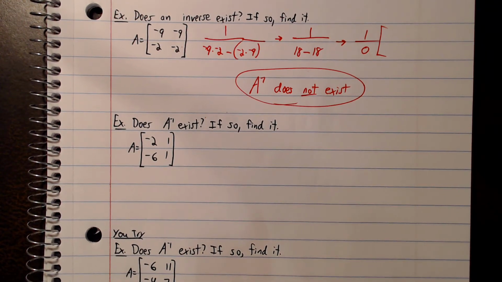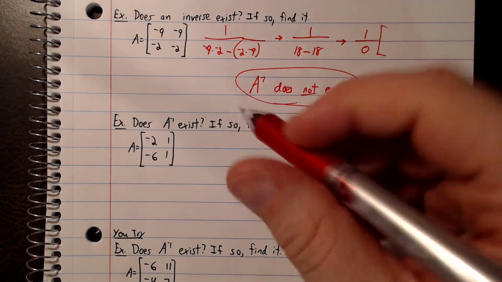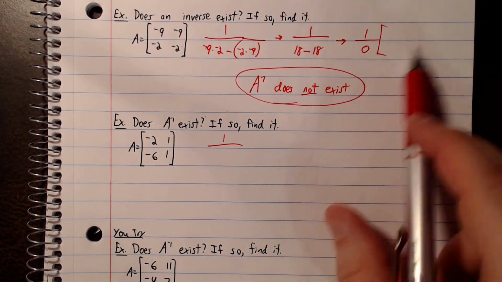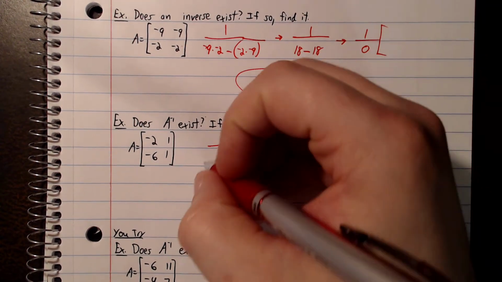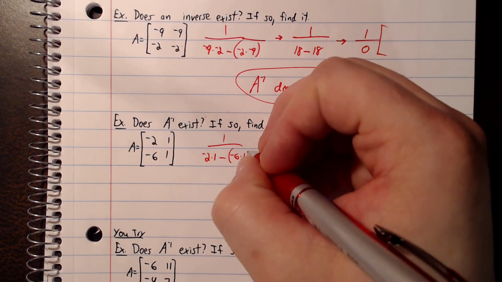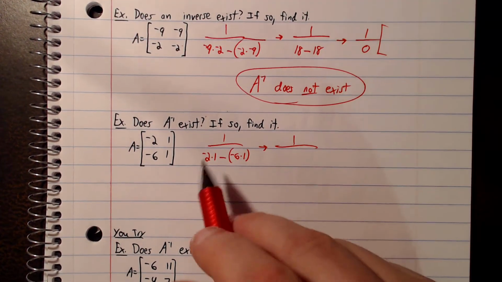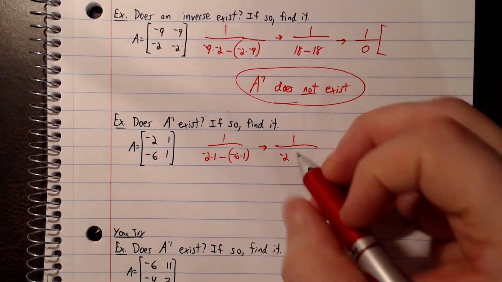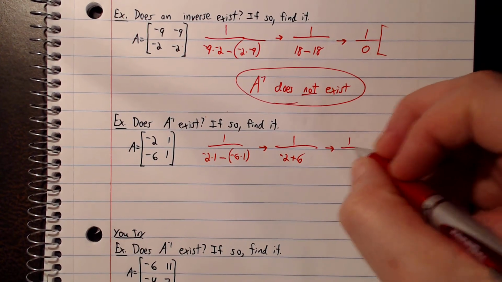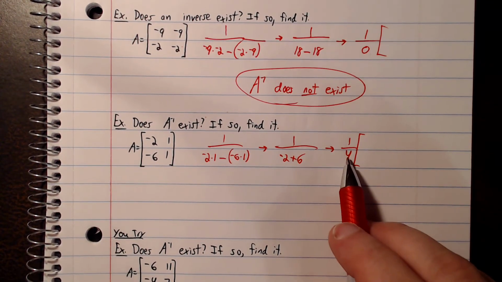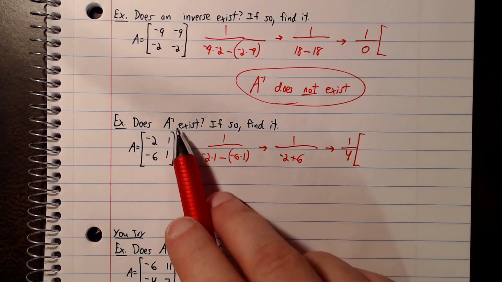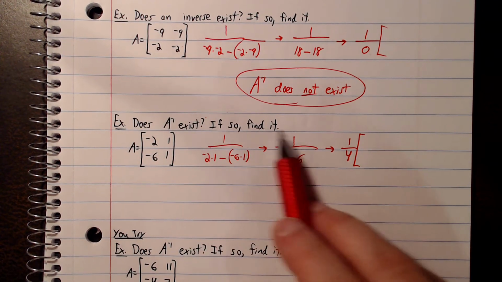Okay, let's check out another problem. Let's find the scalar first, just like before. Because if we end up with a 0, we don't have to do the switcheroo, right? Let's check it out though. -2 times 1 minus -6 times 1. Let's see, that's -2. That becomes +6. So this time we end up with a non-zero. So now we can actually find the inverse. So does A inverse exist? Yes, it does. Now we have to find it.